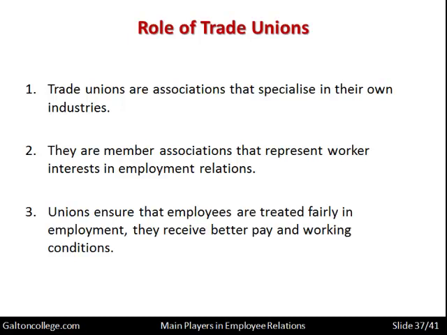Unions ensure that employees are treated fairly in employment. They receive better pay and working conditions. That's the idea behind the trade unions. It's to promote the interest of the workers.